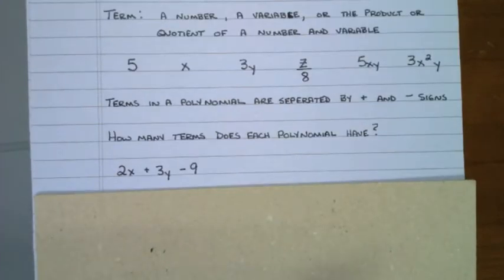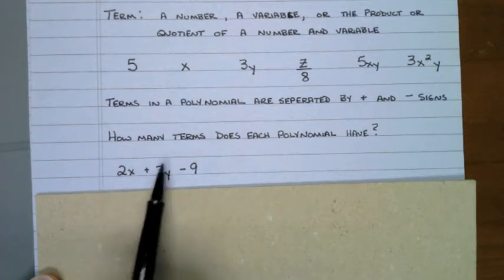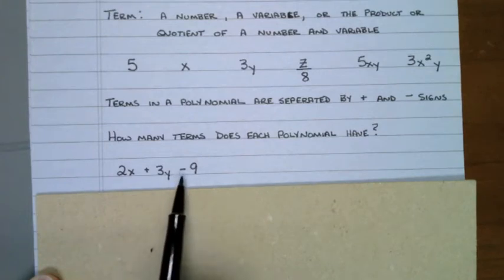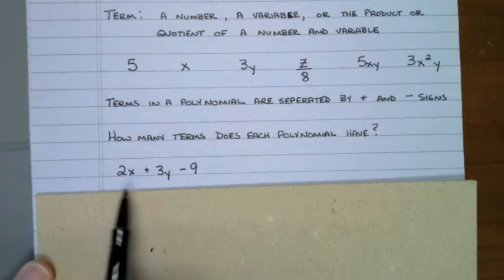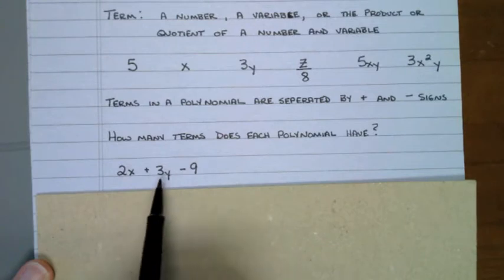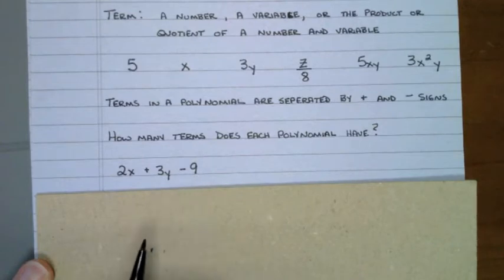So we're going to look at some examples here, and we're going to determine how many terms each one of these polynomials has. I'm going to look at this first example. What's the first term in this polynomial? 2x. What's the second term? 3y. What's the last term? -9. Remember, this positive and negative sign go with each one of these. So how many terms does this have? It has 3. 2x is one term. 3y is another term. And this term on the end is -9. That's another term. This polynomial has 3 terms.